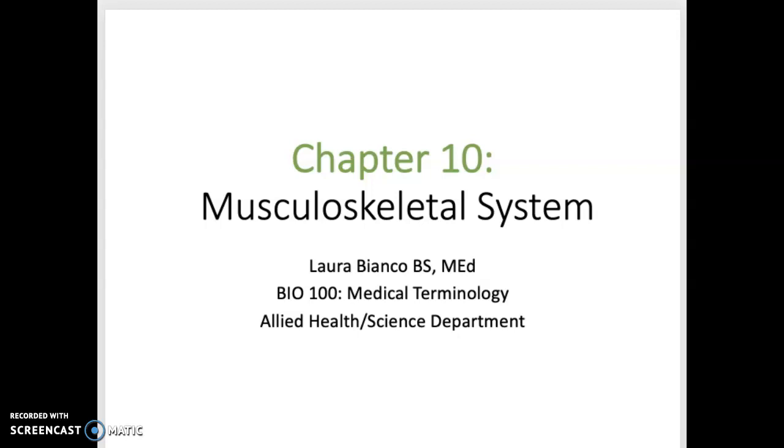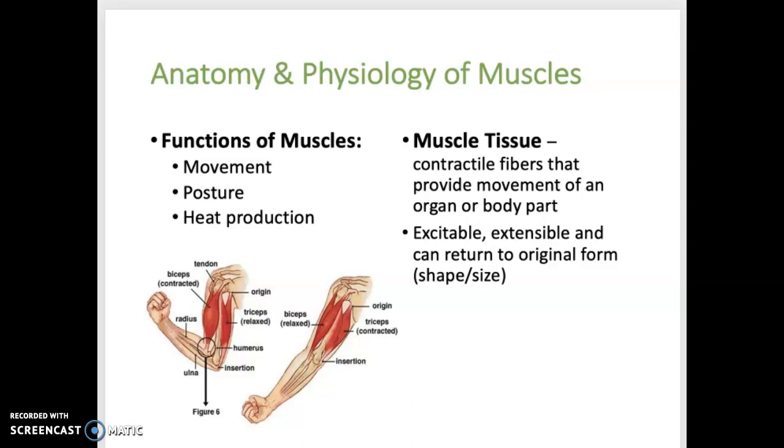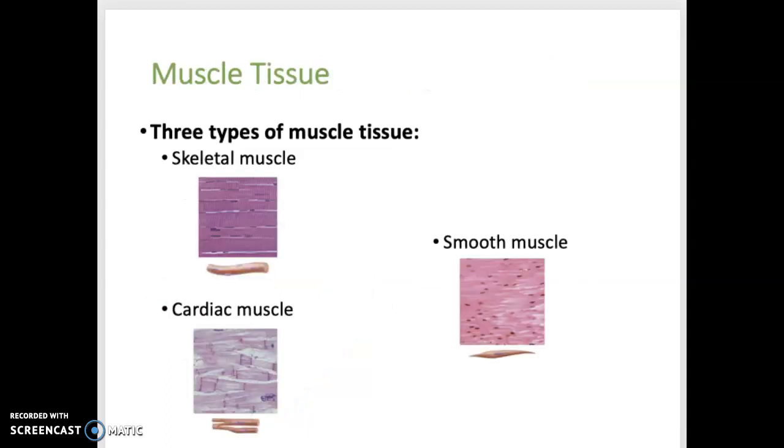Chapter 10 of your textbook covers the musculoskeletal system, which includes muscles and the skeletal system. So I'll start with a review of the muscles, starting with different types of muscle tissue. There are three types. Skeletal muscle is composed of striated fibers.